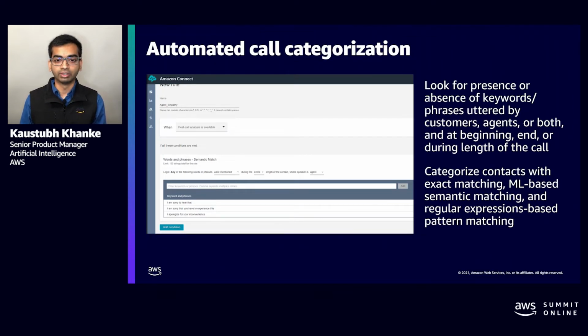With exact matching, Contact Lens only looks for keywords or phrases exactly as you have specified them. On the other hand, supervisors can use semantic matching in Contact Lens to categorize calls that contain phrases with similar meaning, even if they are not mentioned explicitly during the category definition. This can be achieved through a machine learning based intent matching model that is trained to understand the context and meaning of the keywords specified in the category definition.